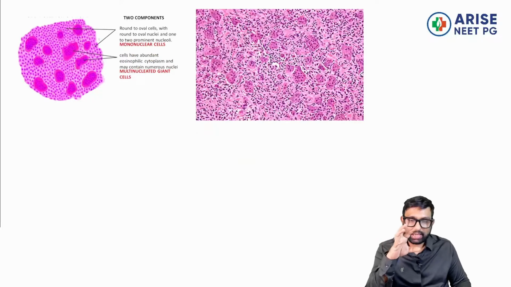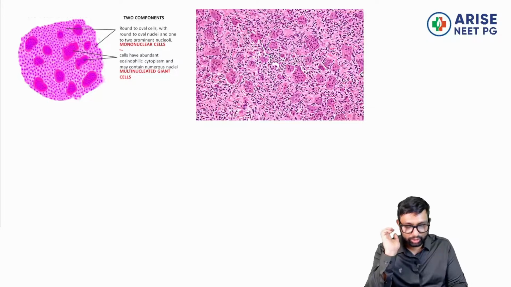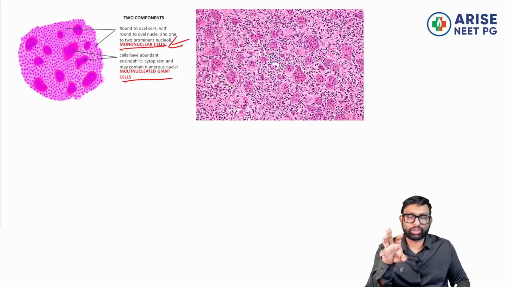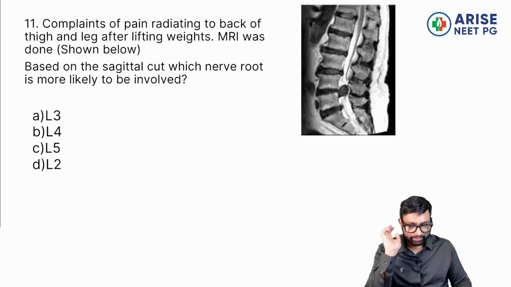And if you notice the histology, they'll have two types of cells, mononuclear cells and multinucleated giant cells. The mononuclear cells are actually the tumor cells, not the giant cells.